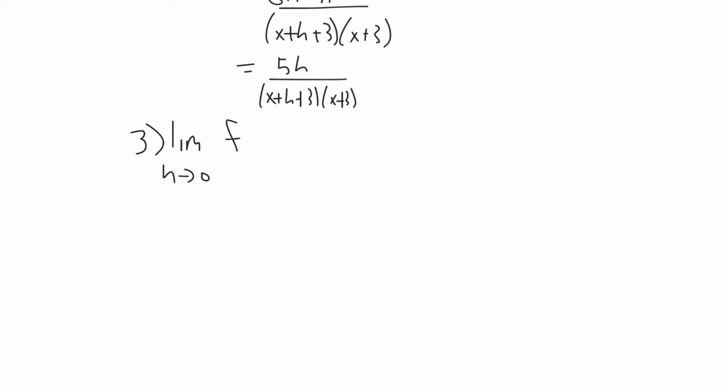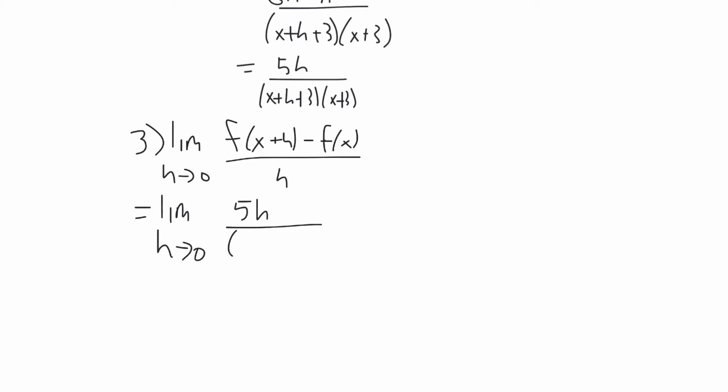So for step 3, we do the limit as h approaches 0 of (f(x+h) minus f(x)) over h. In our case, that'll be the limit as h approaches 0 of 5h over (x+h+3)(x+3), and then we have to put the whole thing over h, so there's like a fraction in our fraction. Now, I'll do this on the side just to make sure we all get the idea here, but the h's are going to cancel, and I'll show you why.